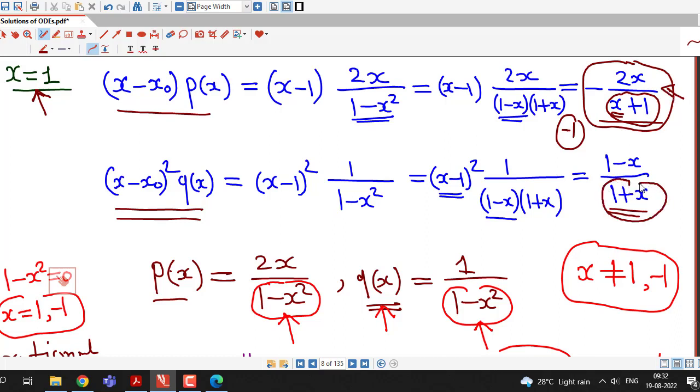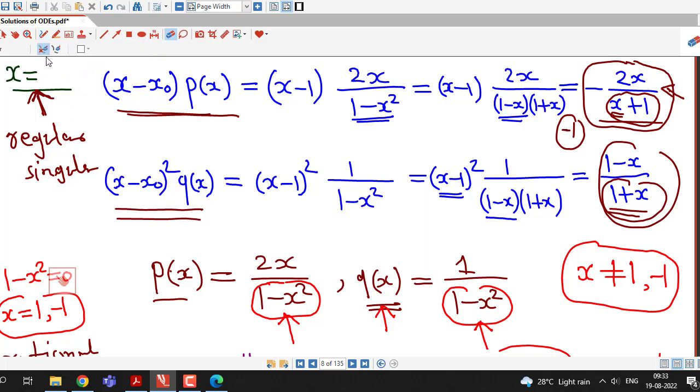Similarly here also we have 1 plus x in the denominator, so this is also analytic at x equal to 1. Therefore we have seen that x minus x0 times px and x minus x0 square times qx are analytic at x equal to 1. Therefore x equal to 1 is regular singular point of given differential equation. Similarly I have to check at x equal to minus 1.